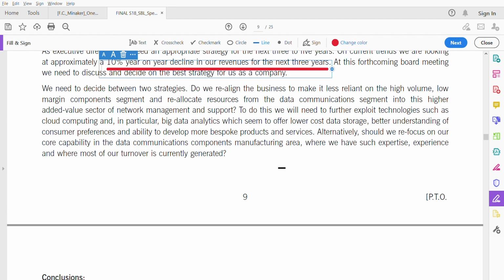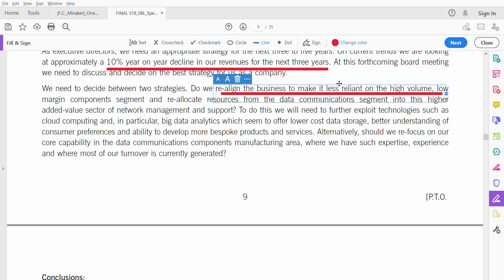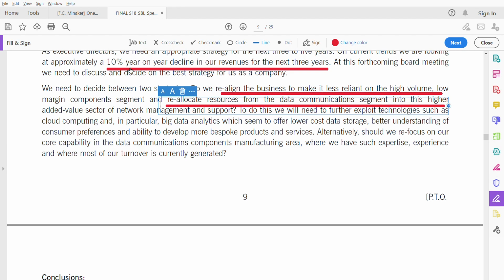Read very carefully. Do we realign the business to make it less reliant on high volume, low margin component segment and reallocate resources? The first strategy is realign to make it less reliant on high volume and low margin, or you reallocate resources from the data communication segment into this higher added value sector of network management and support.